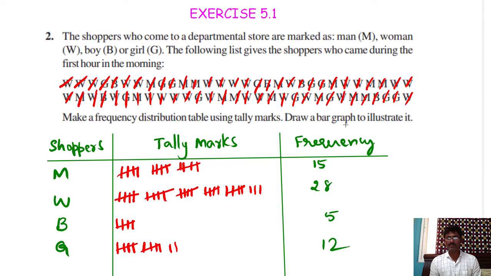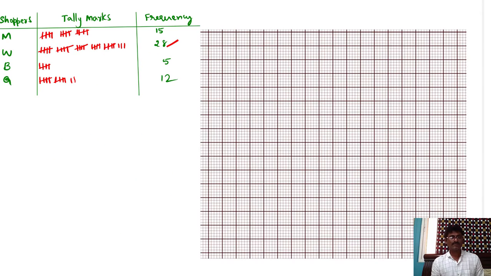Now we need to draw a bar graph to illustrate it. So to draw the bar graph, let us take a graph like this. Now let us draw a horizontal line on this one, like this. And the vertical line let us take like this. On the horizontal line, let us take shoppers. And on the vertical line, let us take frequencies.